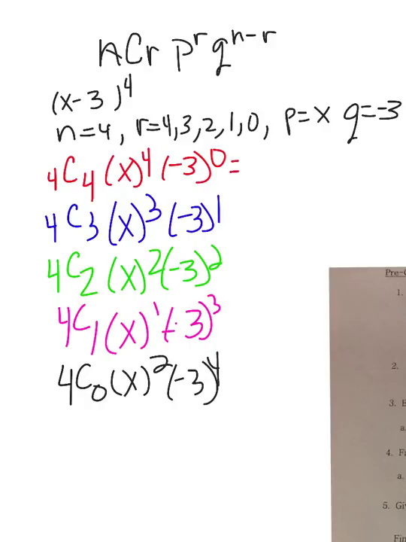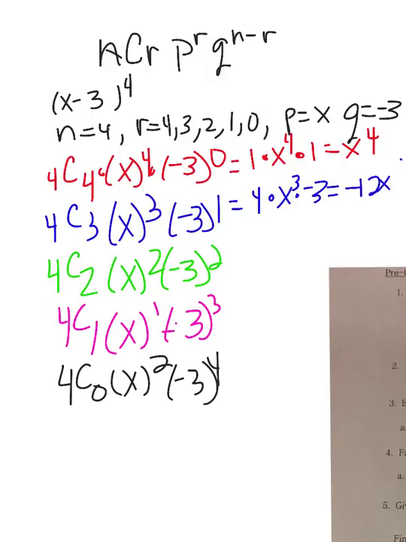Okay, so remember, this is all multiplying here. So 4C4 is 1, x to the 4th is just x to the 4th, negative 3 to the 0 power is 1, so then this is just x to the 4th. 4C3 is 4. X to the 3rd is just x to the 3rd times negative 3 to the 1st is negative 3, so this is negative 12x to the 3rd. 4C2 is 6 times x squared. Negative 3 squared is 9, so this is 54x squared.